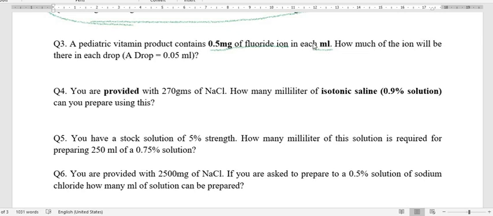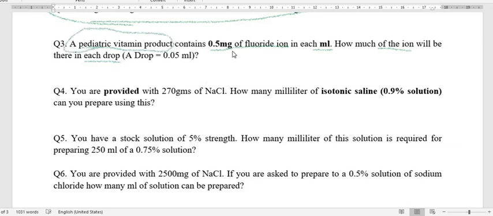Okay. The question is asking how much fluoride ion is present in each drop of the pediatric vitamin product. So how do we calculate this?